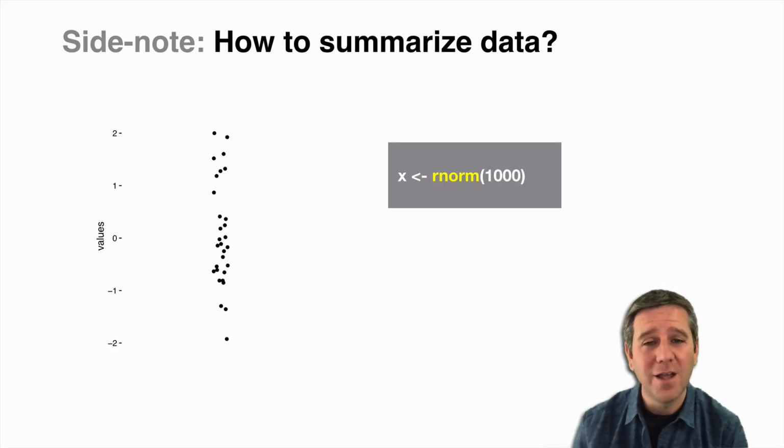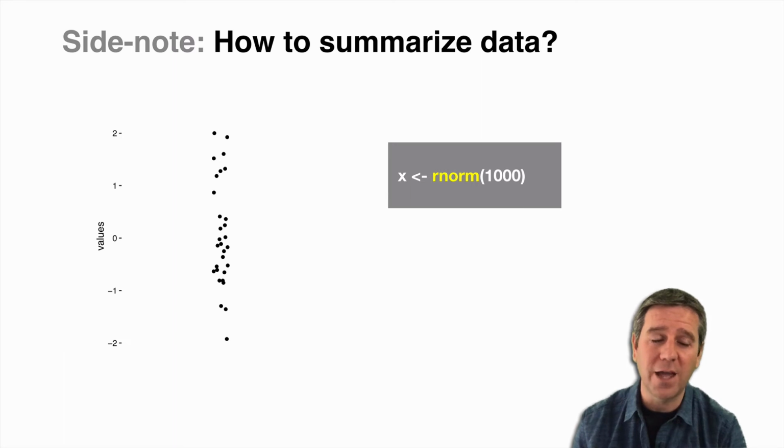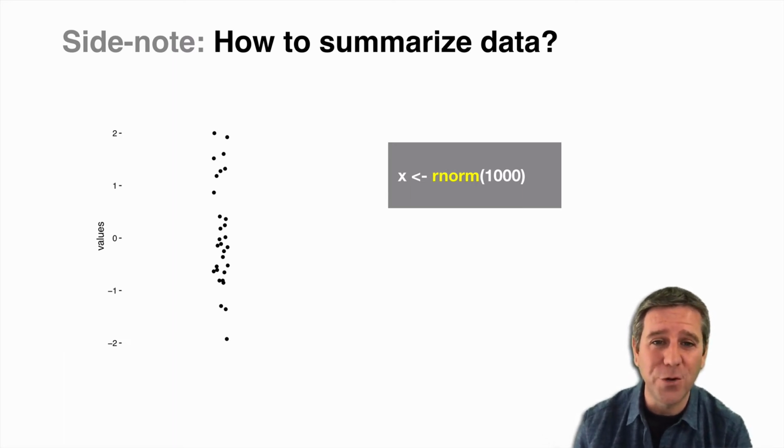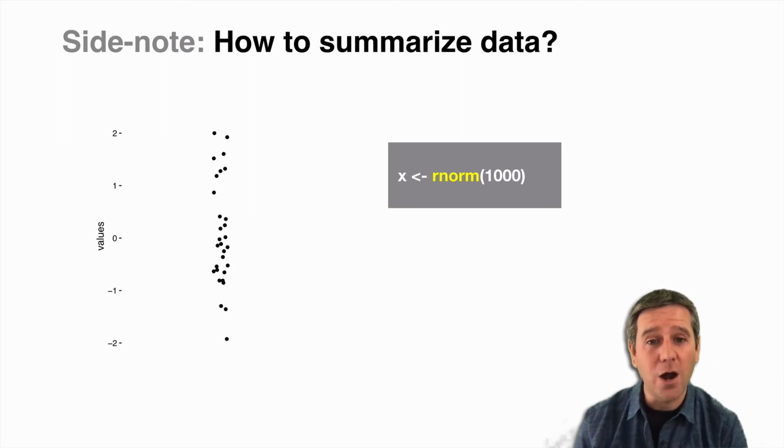How do we start summarizing data? Well, let's open up RStudio, please, and do that with me. Pause now and get RStudio open. And then in your console, please enter this code to make a little vector called x with 1,000 points randomly taken from a normal distribution. That's what this rnorm function does here.